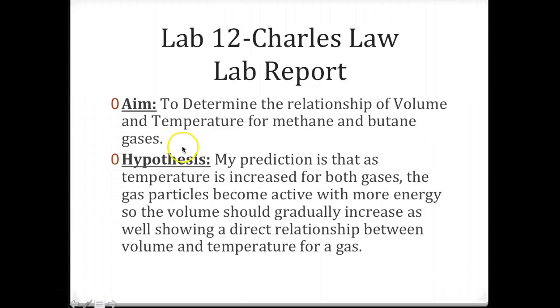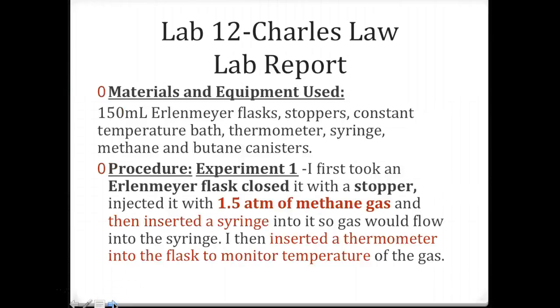So the aim of this experiment was to determine the relationship between volume and temperature for methane and butane. I predicted that for both gases, because they're both ideal gases, as you increase the temperature, the gas particles become more active, so they expand, and so the volume should be gradually increasing, showing the direct relationship between volume and temperature.